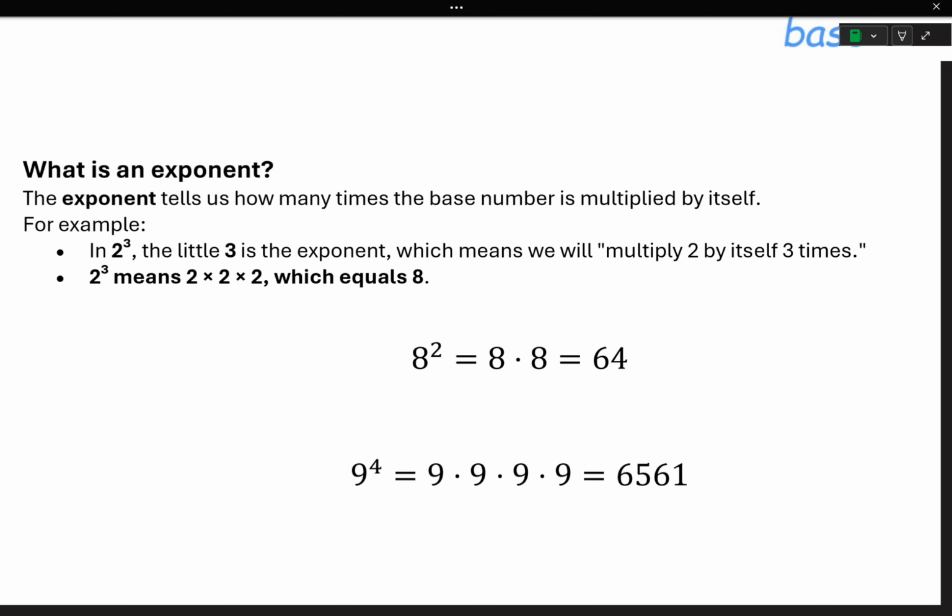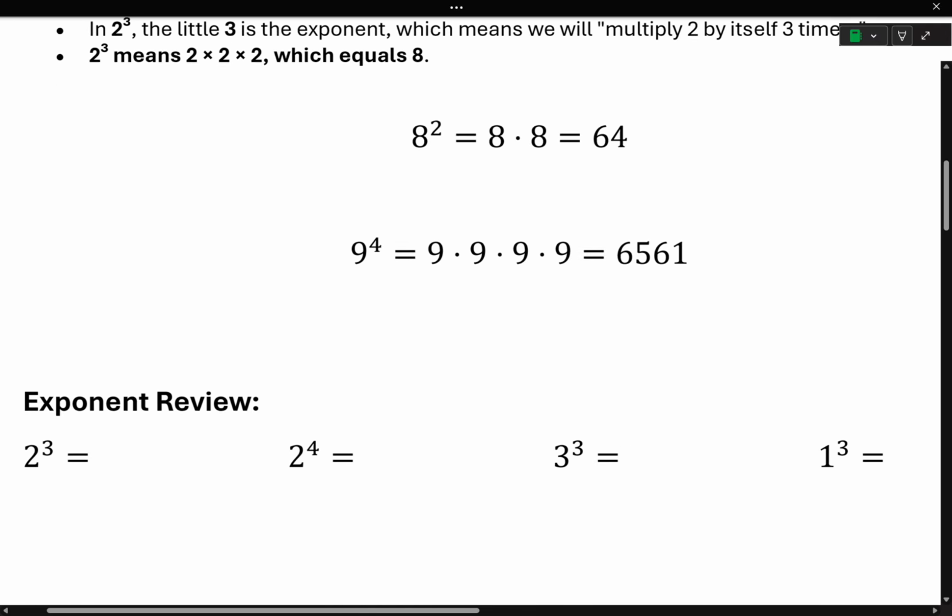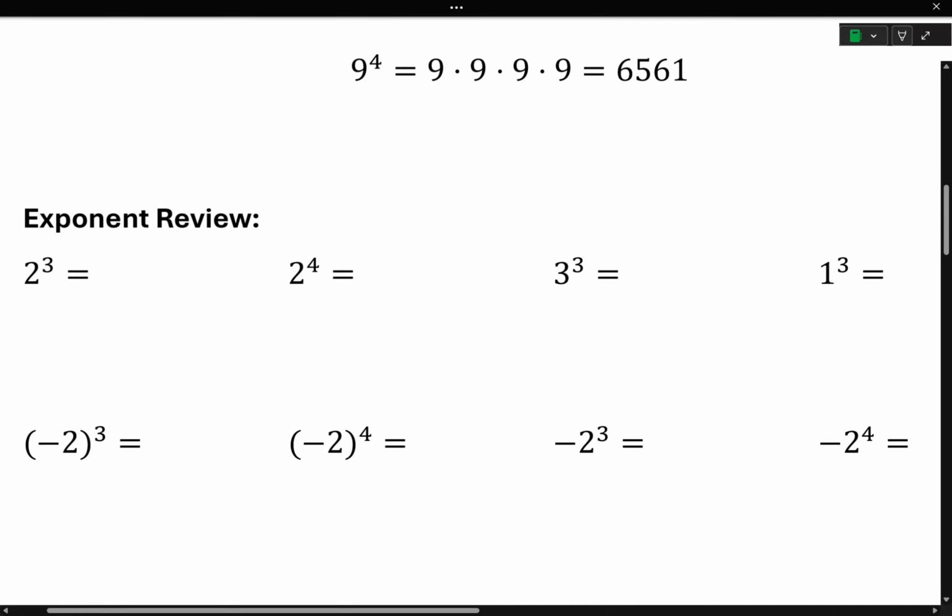For example, we've learned a lot about square numbers in arithmetic. So anything to the power of 2, so 8 to the power of 2, 8 squared, is 8 times 8. Or if we have something larger like 9 to the power of 4, it's 9 times 9 times 9 times 9, which gives us a nice big 6,561. So let's just rewrite these powers.